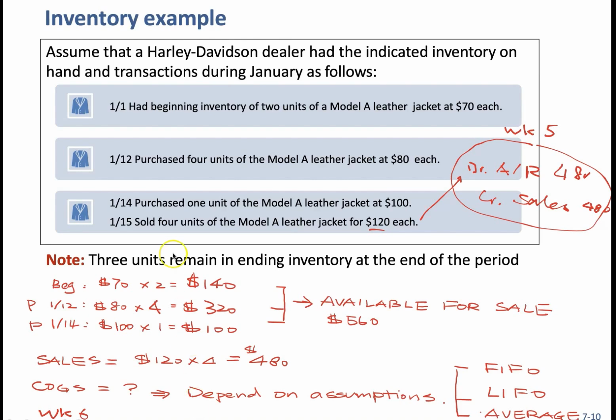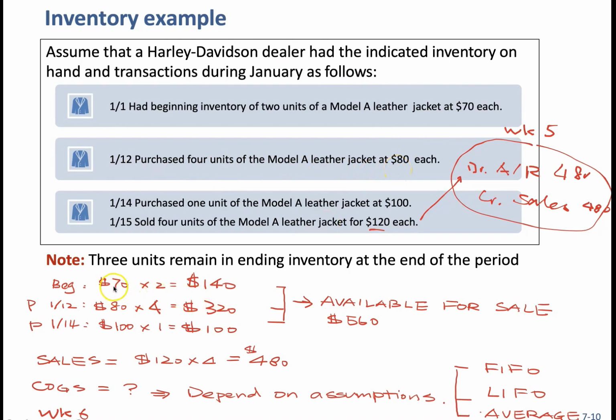Alright, so now let's take a look at an example. Assume that a Harley-Davidson dealer has the following inventory transactions. At the beginning, there is an inventory of 2 units of leather jackets, and each unit is worth $70 each. That is the cost of the purchase. So when Harley-Davidson got the leather jacket, they got it for $70 each. January the 12th, they purchased 4 more units of the leather jackets at $80 each.